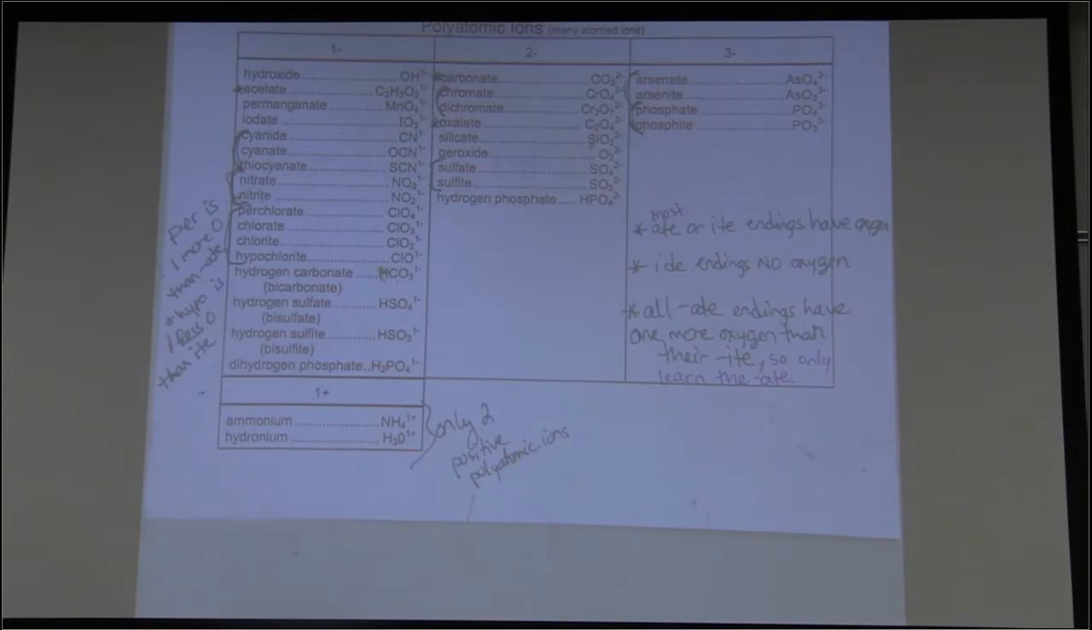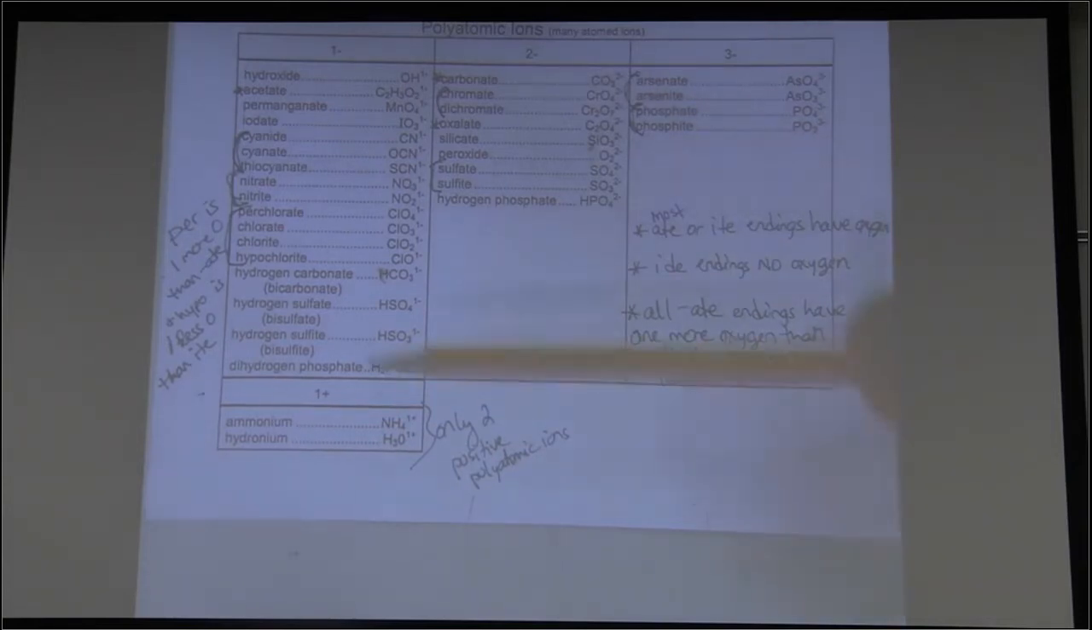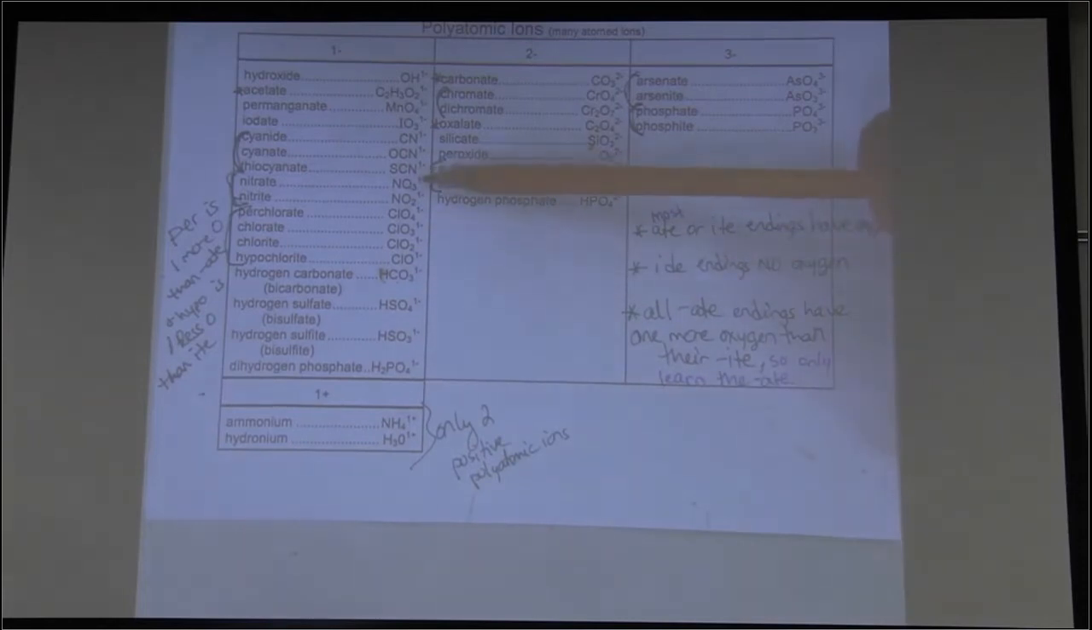Then if you pay attention to the ates, you automatically know the ites. So let's say sulfate, you memorize sulfate. That's SO4 negative 2. Automatically, sulfite is SO3 negative 2. If you will just learn the ates, that cuts out about 5 or 6 things to memorize. Because if you know the ite is one less oxygen, but everything else is the same. So if you know nitrate, over here, is NO3 negative 1, nitrite is NO2 negative 1.